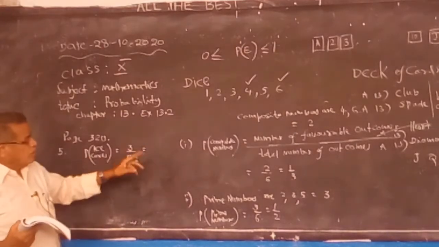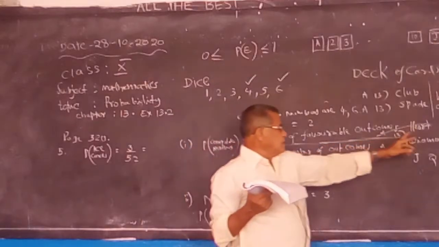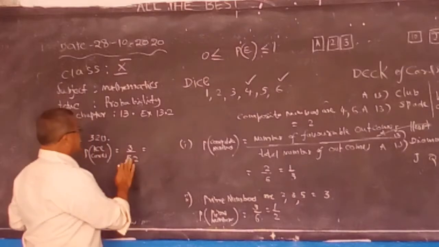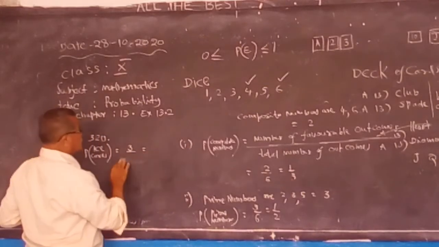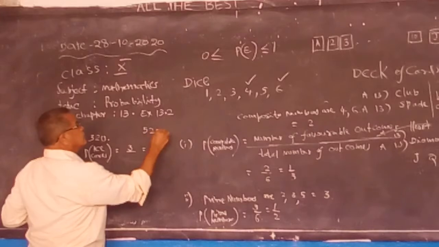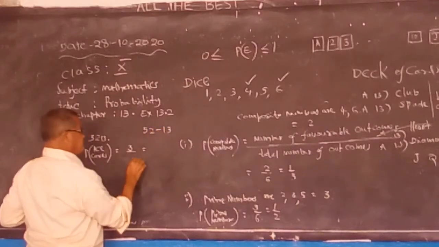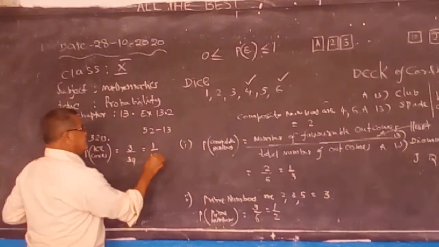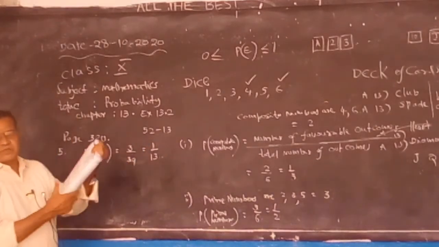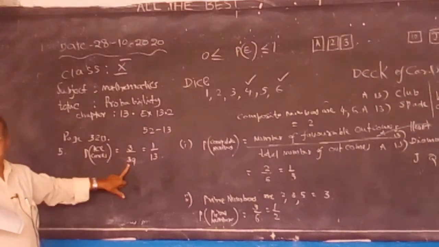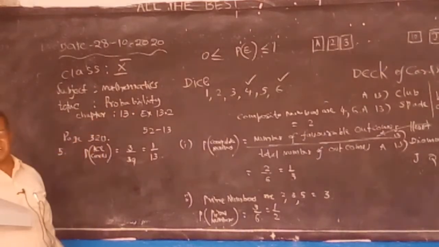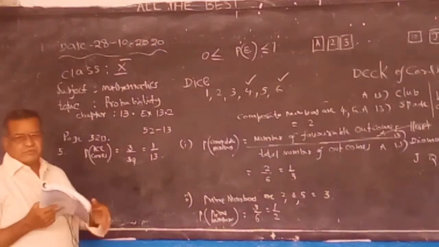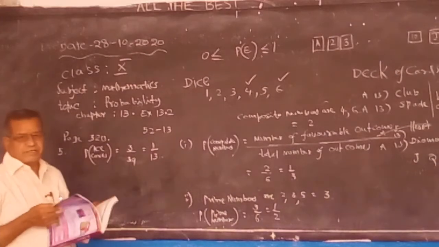First, he removed all the heart cards. Heart cards removed means 13 cards are removed. So we write here the remainder after 13 removed: 52 minus 13, which is 39. So the answer is 1 by 13. We have to write the total number of cards, not 52 here, because we removed 13 heart cards. So the remaining cards are 39.